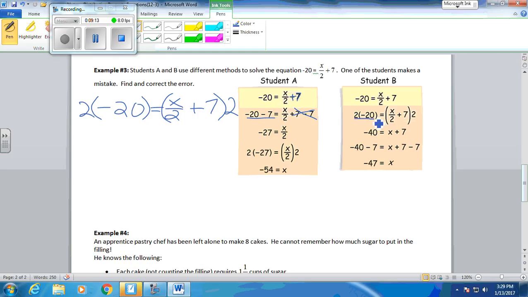2 times negative 20 is negative 40. X divided by 2, well, if you do x divided by 2 times 2, that cancels out the denominator and just leaves you with x. And then, did they do 2 times 7 as well? No. That right there definitely is an error. And since they said that only one of the students makes a mistake, and since we found an error in student B, that was the mistake. Student B did not distribute through the parentheses. That should be 14, not 7. It did not distribute properly.